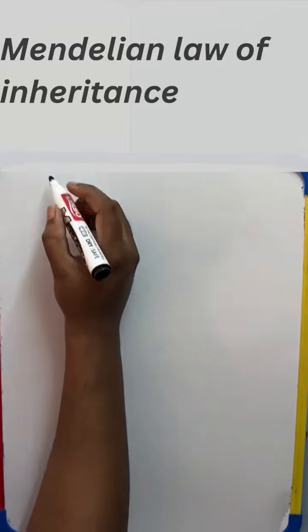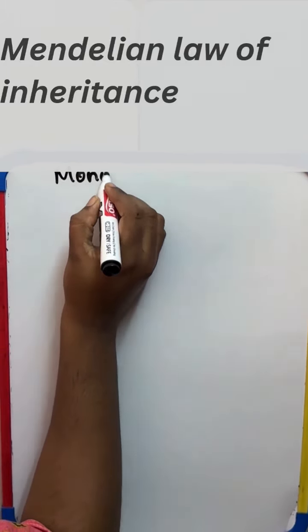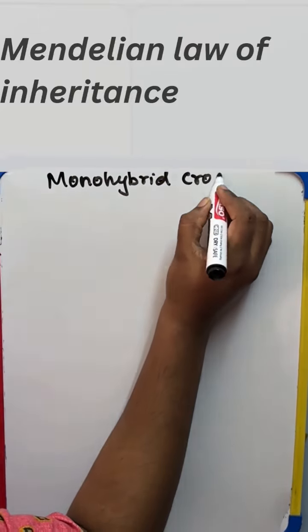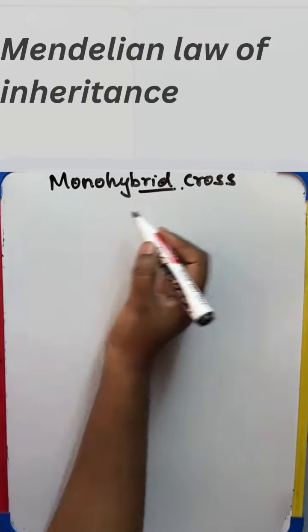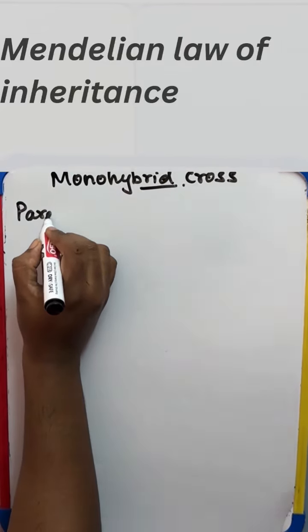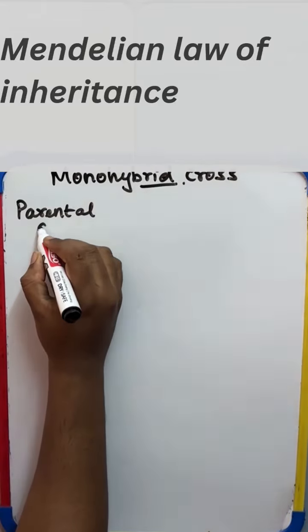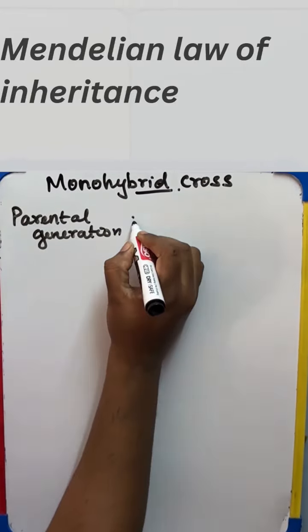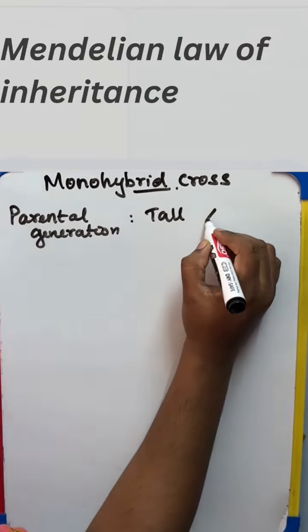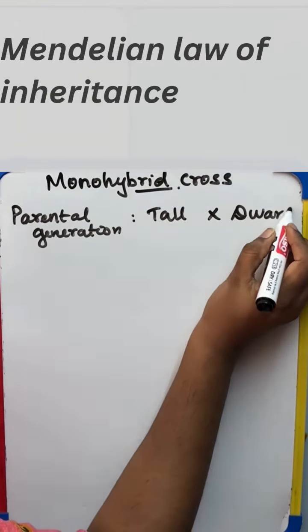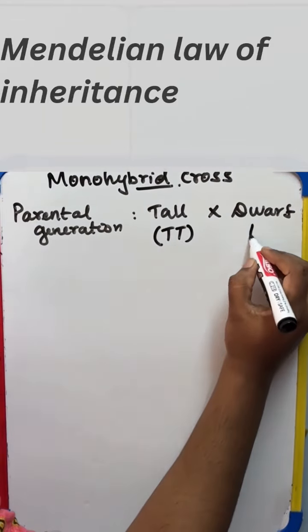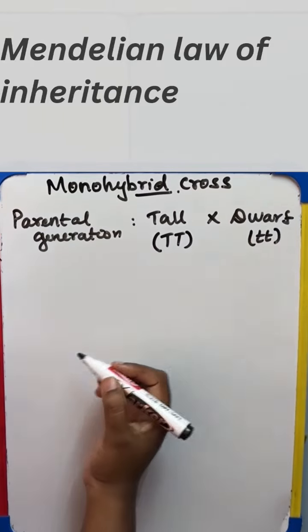Hello students, in this video I will explain the monohybrid cross of Mendel's experiment. For this experiment, Mendel selected only one character from the pea plant. For the parental generation, he selected a tall and a dwarf plant, represented by the allele capital T for the tall plant and small t for the dwarf plant.